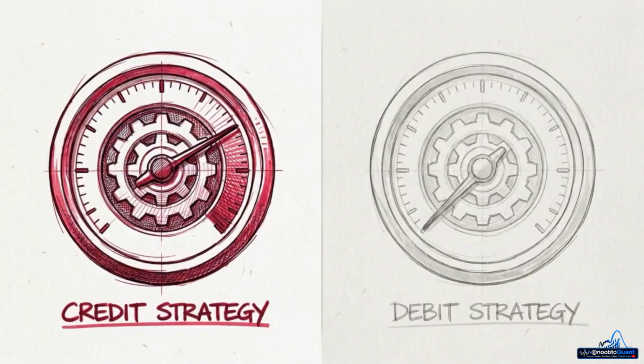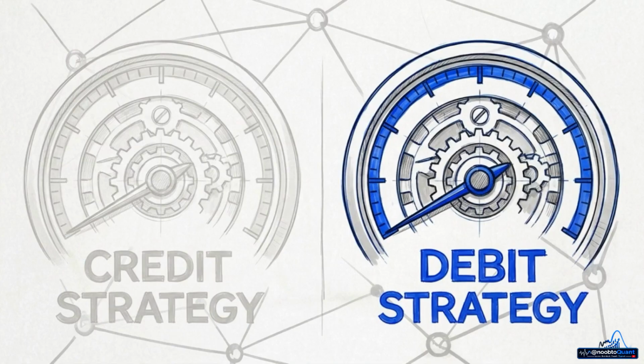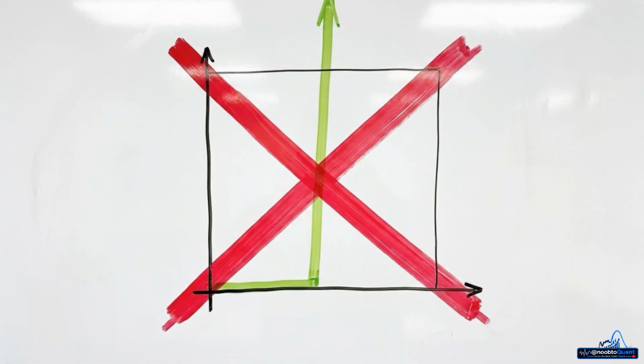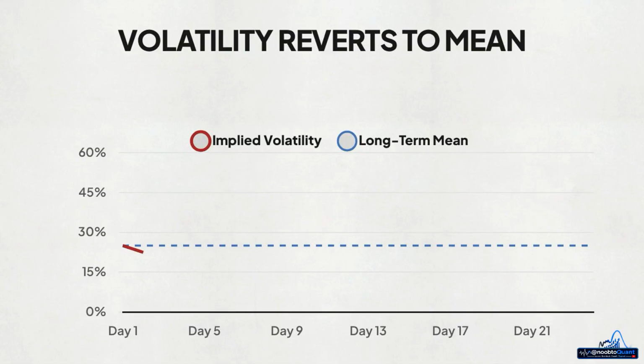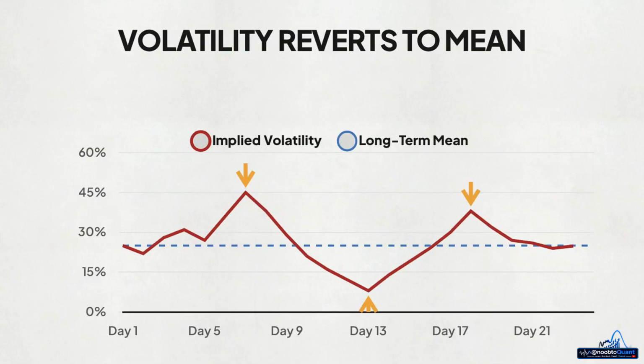Step 2 defines our execution rules. When implied volatility is historically high, we look for credit spreads, which means we sell premium. When implied volatility is historically low, we look for debit spreads, buying premium. This binary rule relies on a statistical reality. Unlike stock prices, which can theoretically climb indefinitely, implied volatility is strongly mean reverting. It cannot trend indefinitely in one direction.